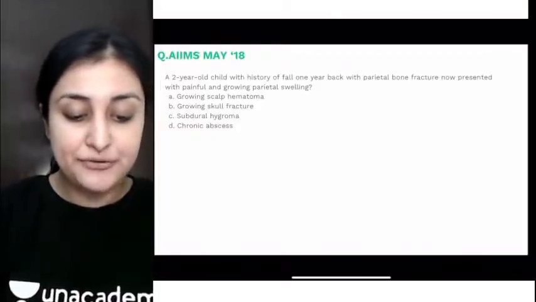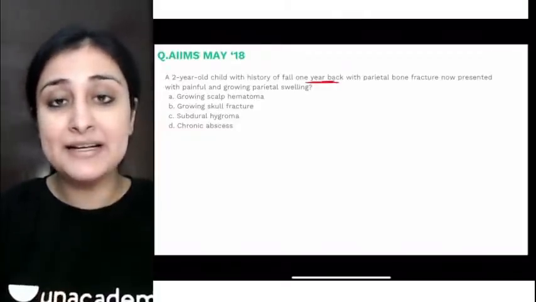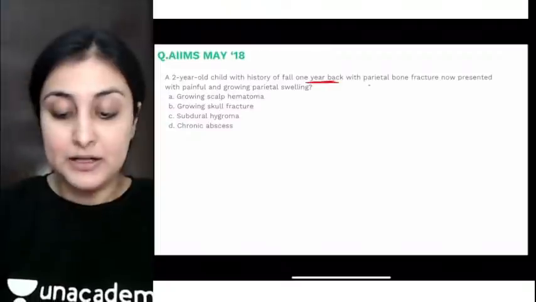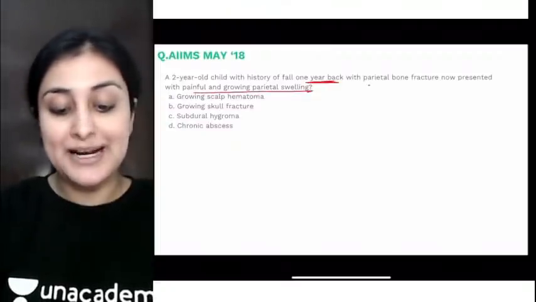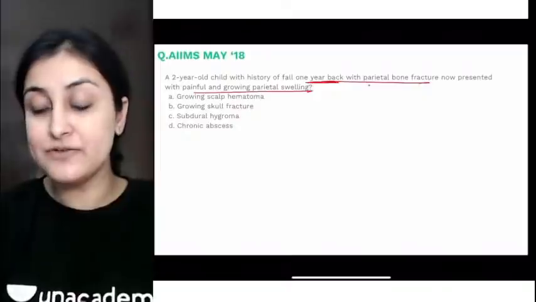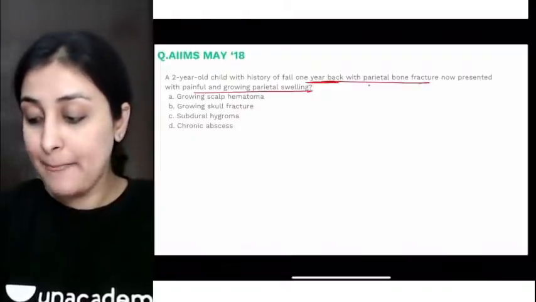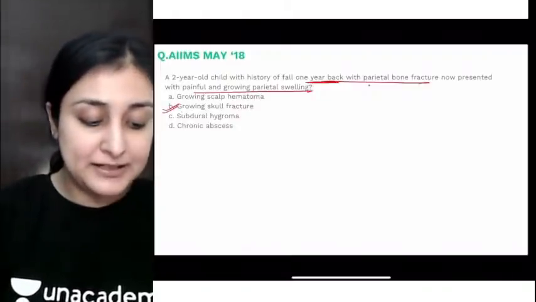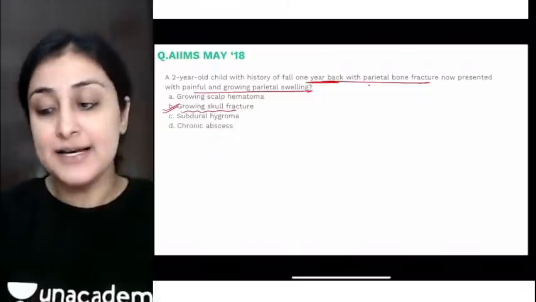2-year-old child with history of fall 1 year back, 1 साल पहले गिरा और अब आ रहा है, which now painful and growing parietal swelling. Last year he had a parietal bone fracture and now he is having a swelling which is growing. What is the diagnosis? गुड, नाम में पता लग रहा है स्कल फ्रैक्चर जो ग्रो कर रहा है. Very easy, growing skull fracture.